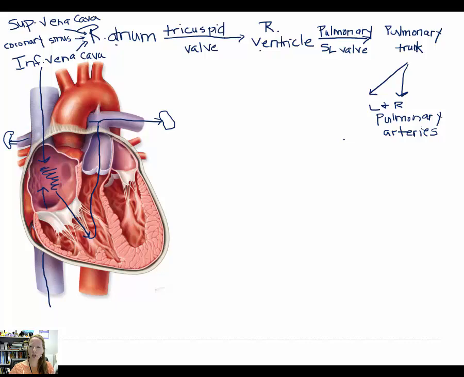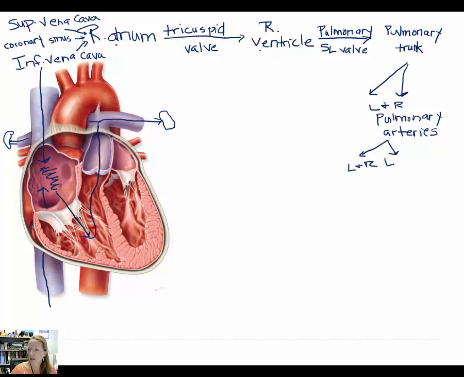Now remember how we were talking about arteries, they bring blood away from the heart, but most, but not all, are going to carry oxygenated blood. Here is that exception to that rule, that but not all rule. Here it is. See how it's going to be depicted as blue? These pulmonary arteries actually carry deoxygenated blood away from the heart. So there's your exception.